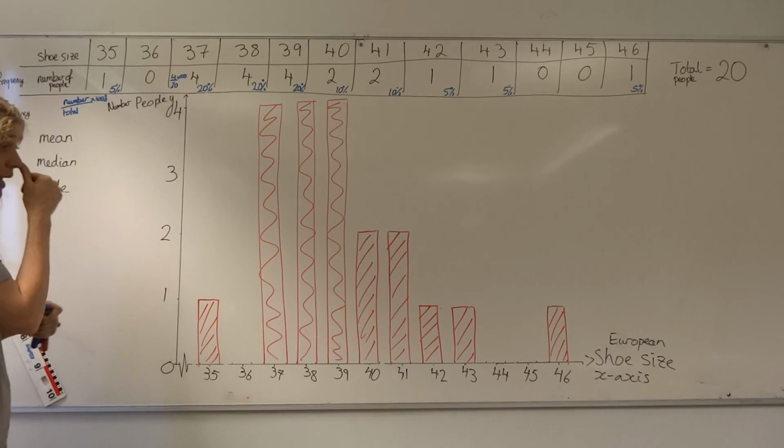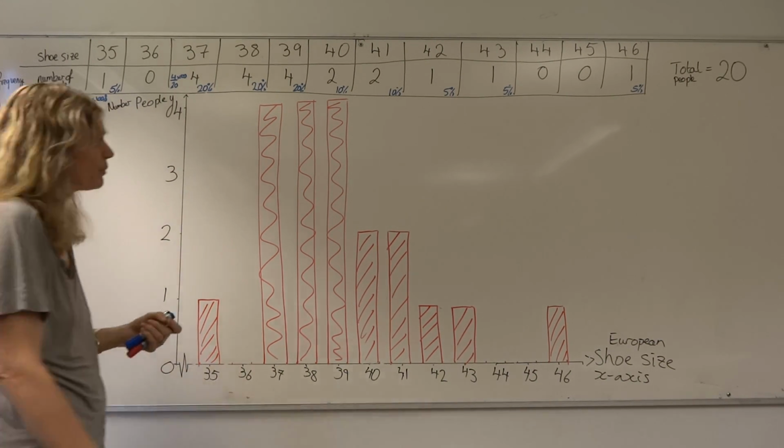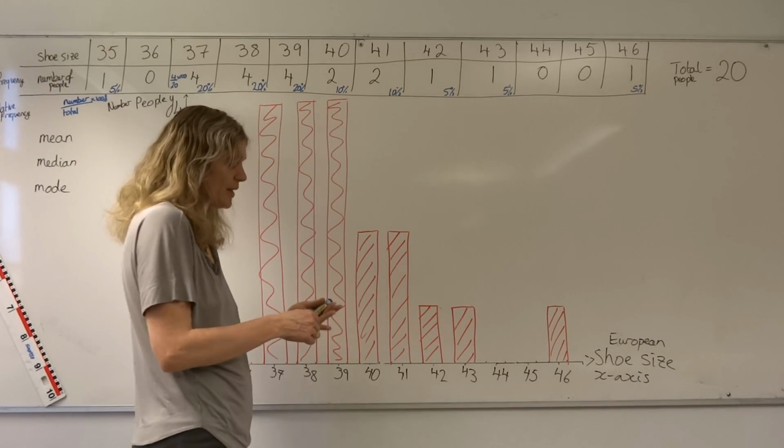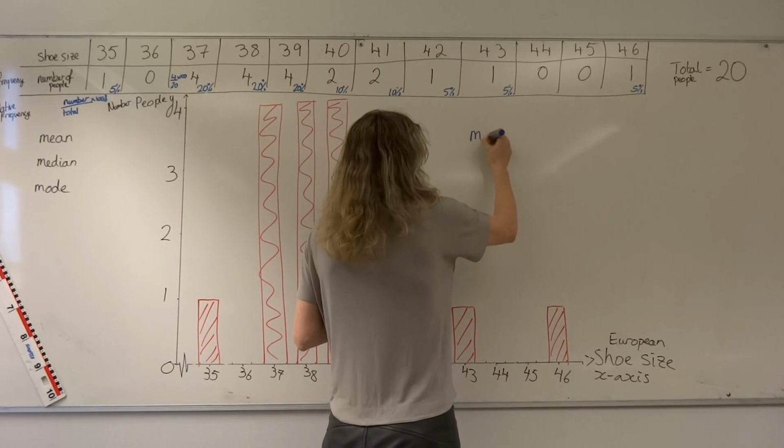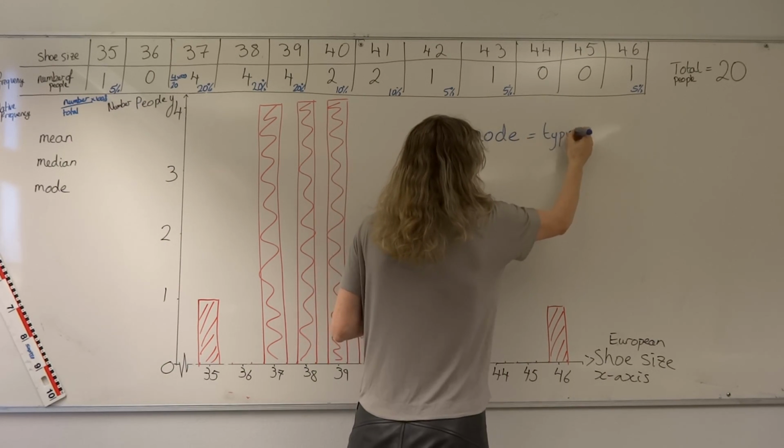We've decided to do it like this, and now the question is to find the mean, the median, and the mode. Well, let's start with the simplest one. The mode is always the simplest one, because the mode, you really don't have to do anything at all. In Swedish, that's called typvärde.